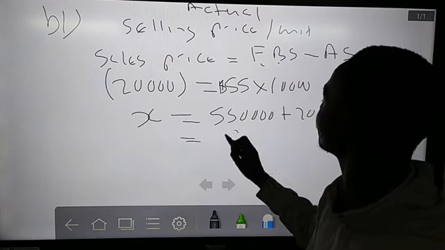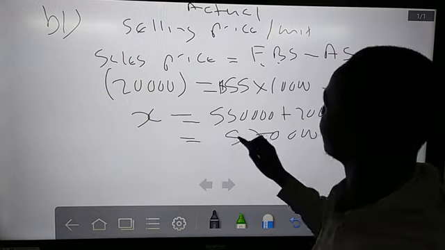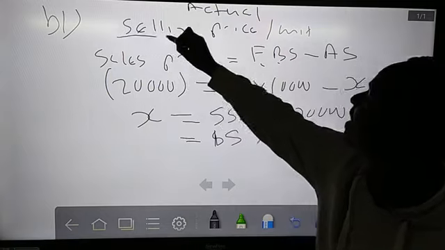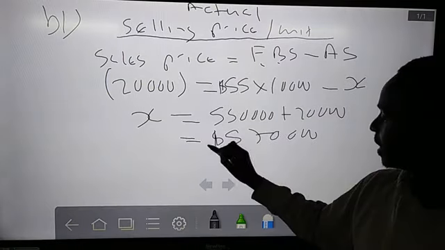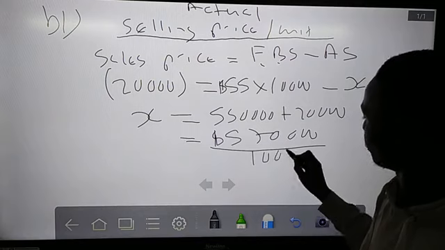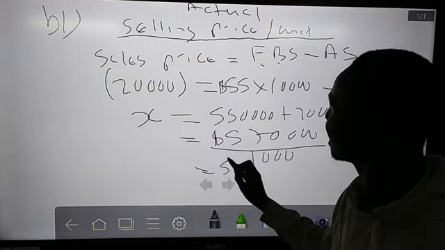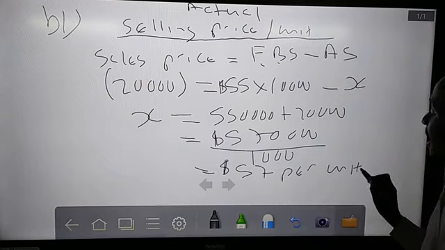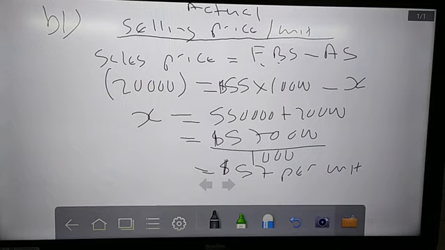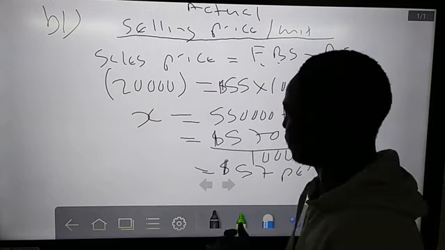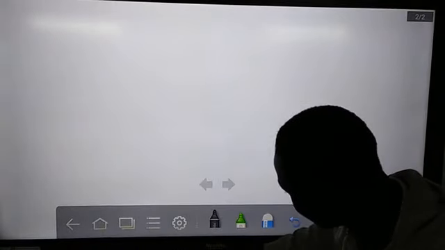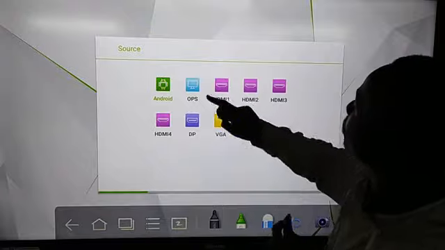Then if we add, we get 570,000. Remember, X is your actual sales. But the question wants you to calculate the selling price per unit. So we have to divide this by the actual units sold. So our answer is $57 per unit. That's the first part of the question. Let's go to a new page, to the next part of the question. The next part of the question, they want us to calculate what?